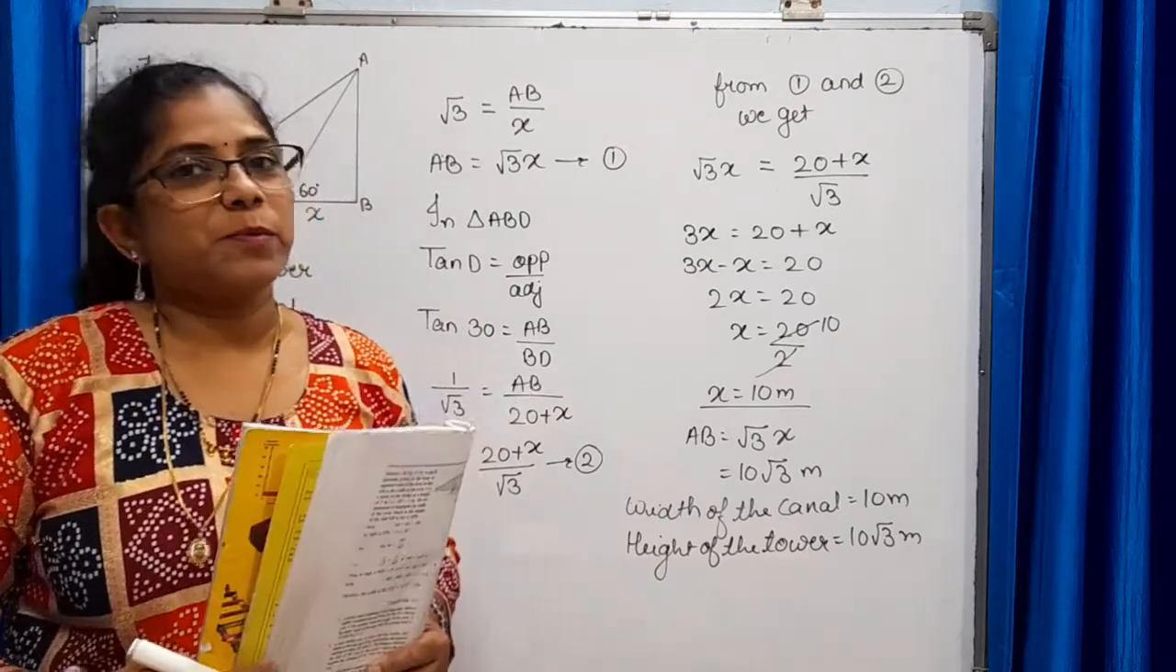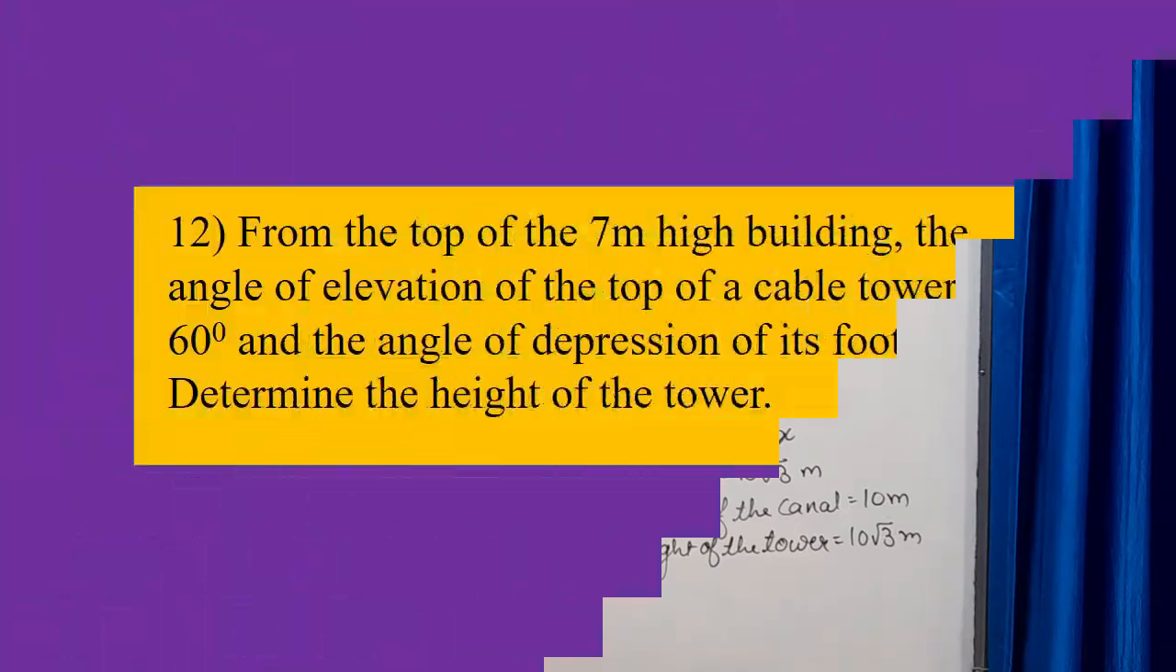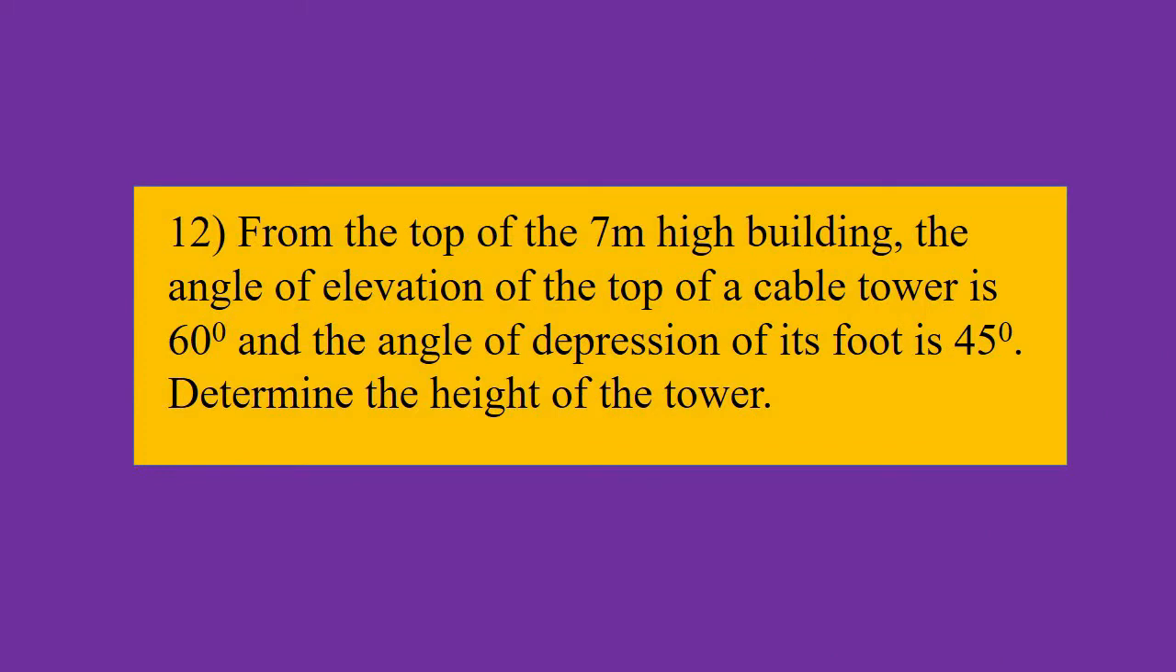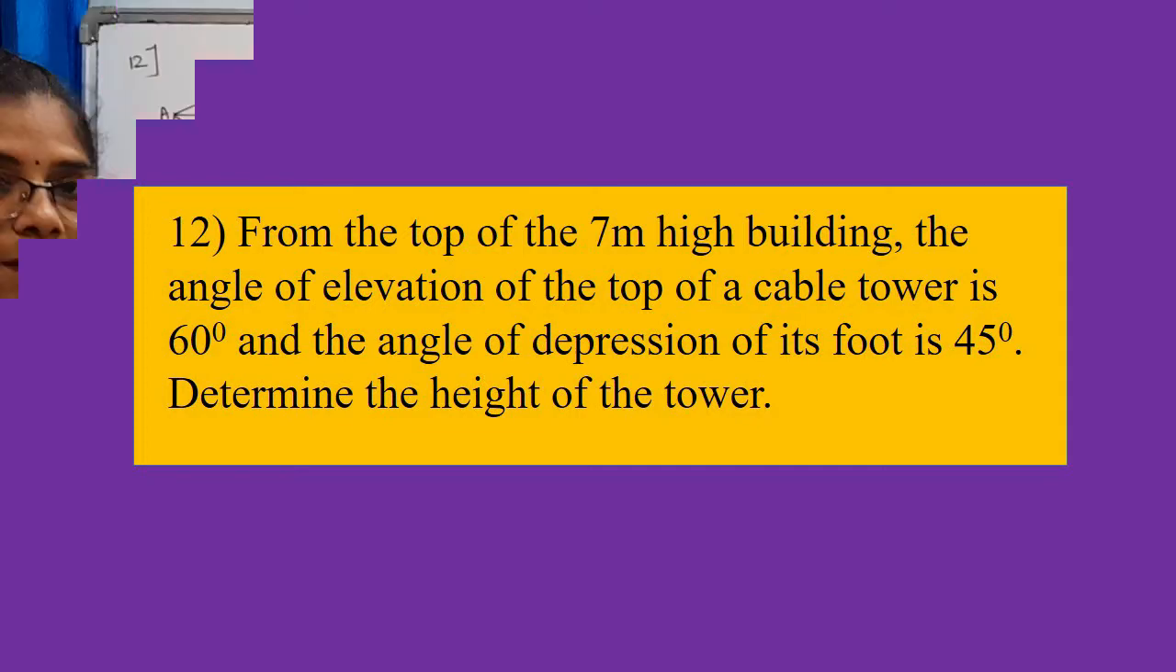Let's move to problem number 12. From the top of a 7 meters high building, the angle of elevation of the top of the cable tower is 60 degrees and the angle of depression of its foot is 45 degrees. Determine the height of the tower.